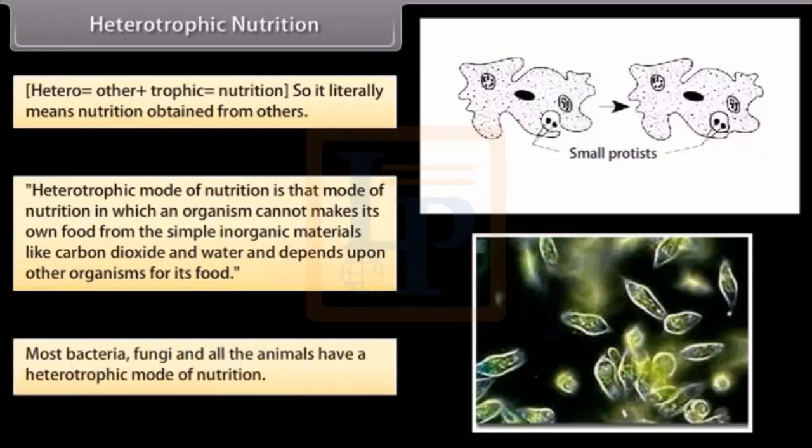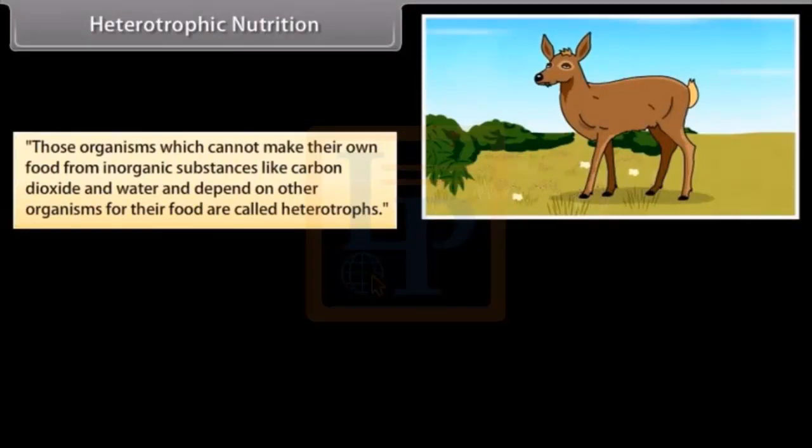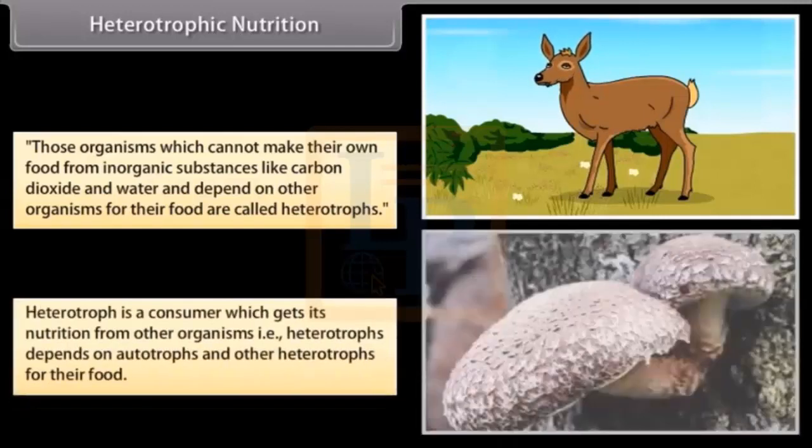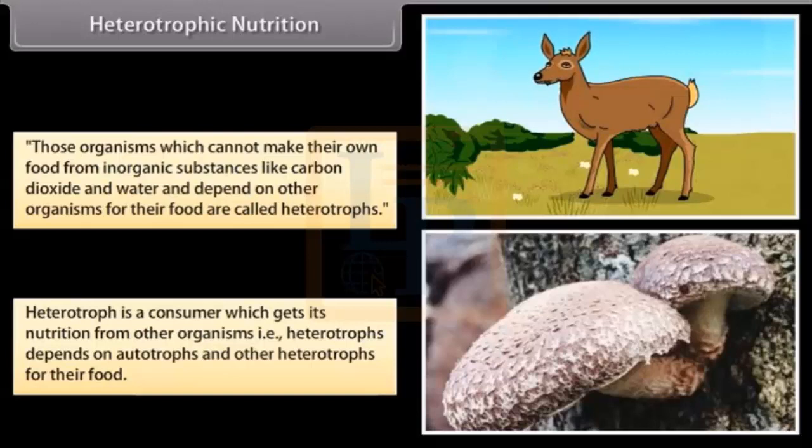Most bacteria, fungi and all the animals have a heterotrophic mode of nutrition. Those organisms which cannot make their own food from inorganic substances like carbon dioxide and water and depend on other organisms for their food are called heterotrophs. A heterotroph is a consumer which gets its nutrition from other organisms. That is, heterotrophs depend on autotrophs and other heterotrophs for their food.